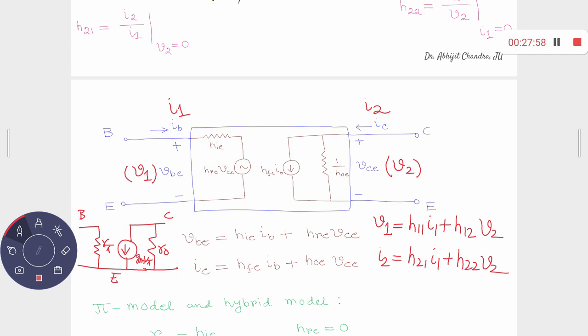I mean, for the pi model, how many parameters were there? 3 parameters. One is R pi, the second one was GM, and the third parameter is R naught. And here you have 4 parameters: HIE, HRE, HFE, HOE. Now, what is the relation?